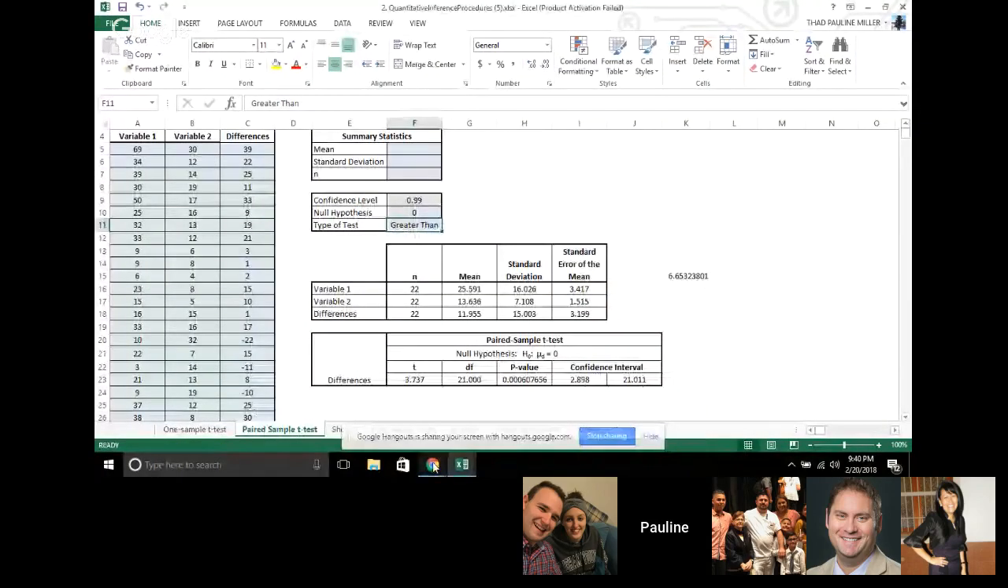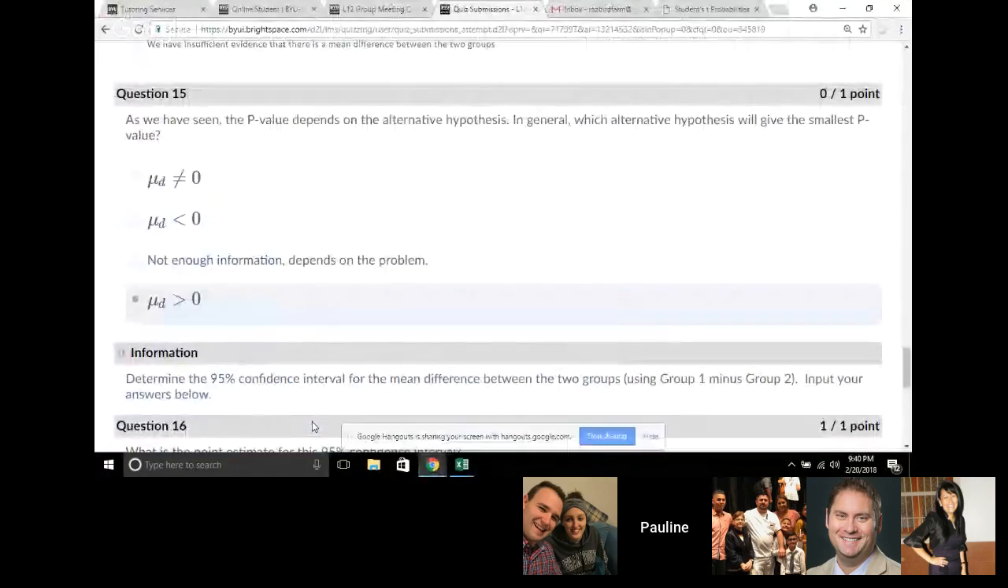And then what's the next question? As we have seen, the p-value depends on the alternative hypothesis. In general, which alternative hypothesis will give the smallest p-value? My thought is the last one, but I don't know why. But it will depend on how much, right? We will need to have more information for this.